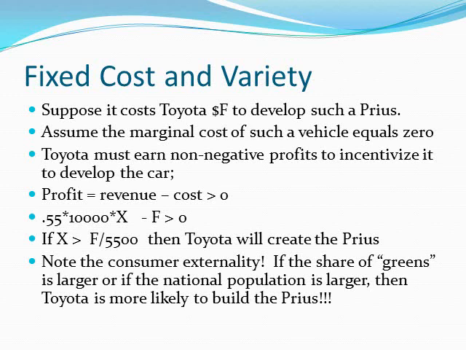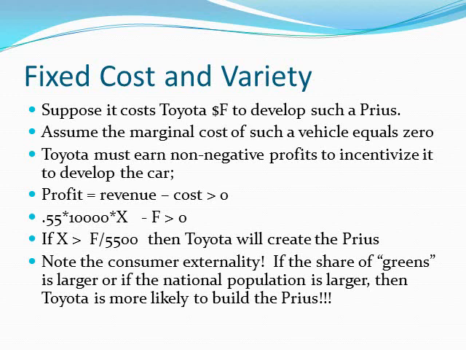So let's take a look at the math. 55% of the population, and there's 10,000 of them, are each willing to pay X dollars for the Prius. So the expected revenue is 0.55 times 10,000 times X. And it costs Toyota F dollars to produce this car. So we can subtract the cost from the revenue and see if that's greater than 0. And folks, we can now solve this equation for X. When I do the algebra, I get that if X is greater than F divided by 5,500, then Toyota will create the Prius. We're now ready to talk about the consumption externality here.